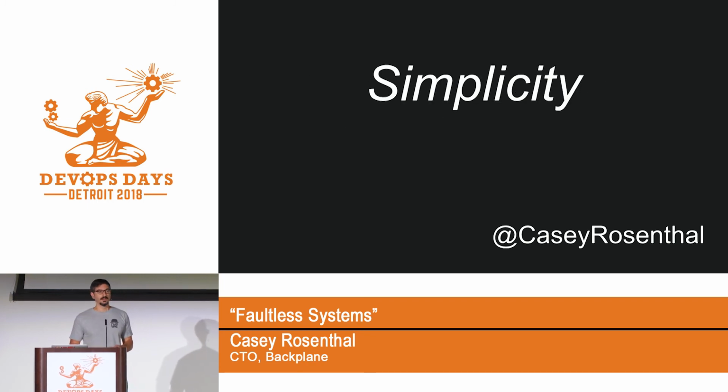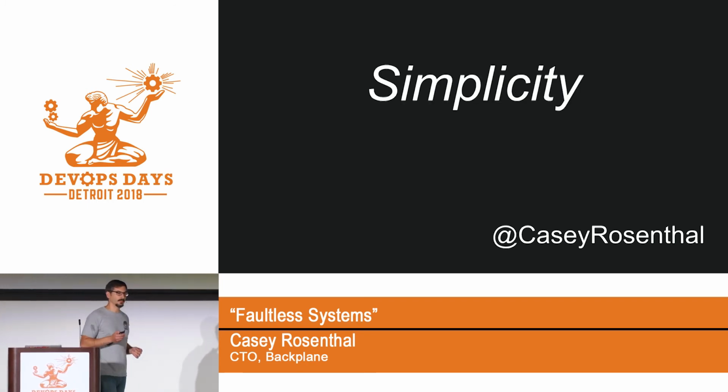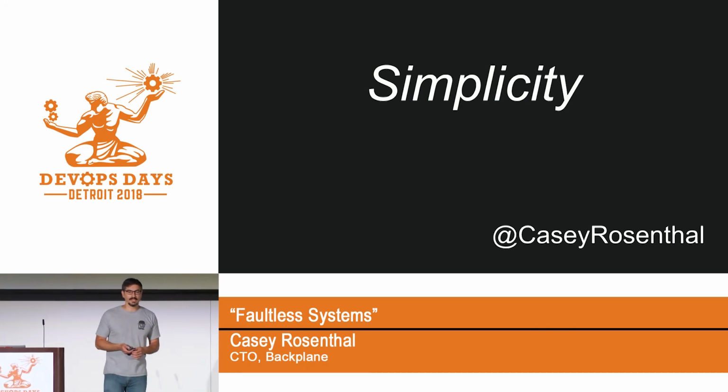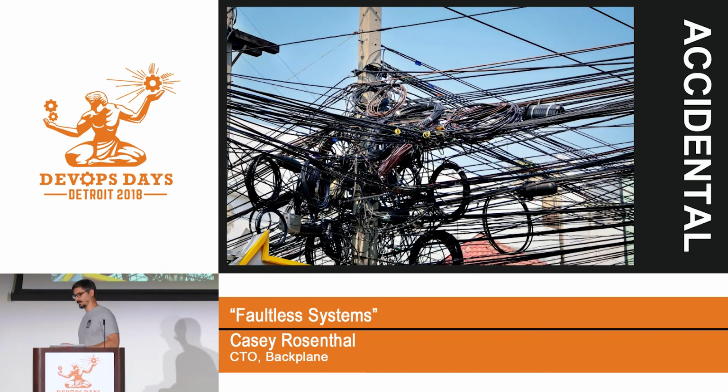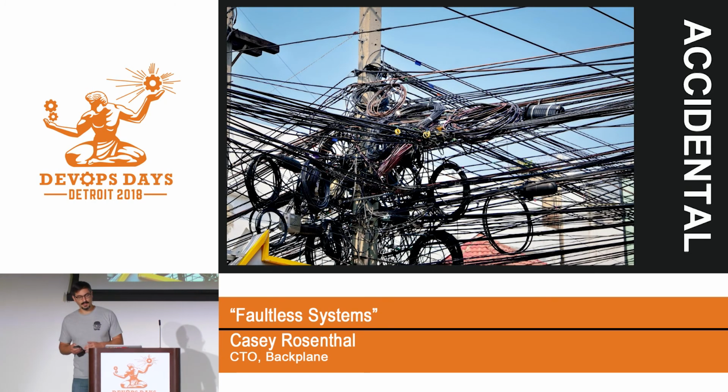The go-to answer that I hear the most often is simplicity. Simplicity is the opposite of complexity. So let's just take the complexity out of our complex system. How does this work? Well, first, let's understand complexity a little bit deeper. We can classify two different kinds of complexity.